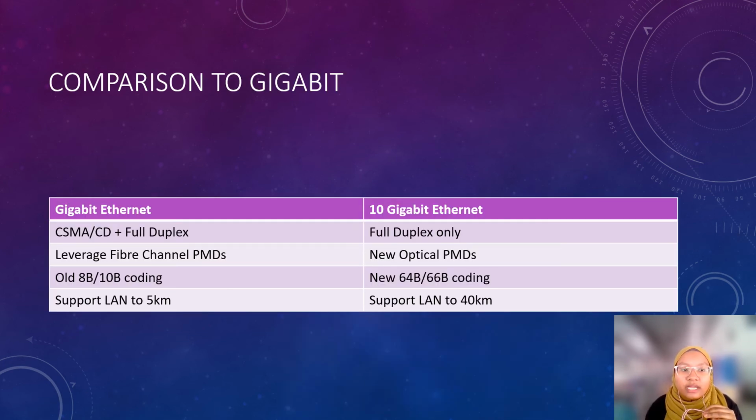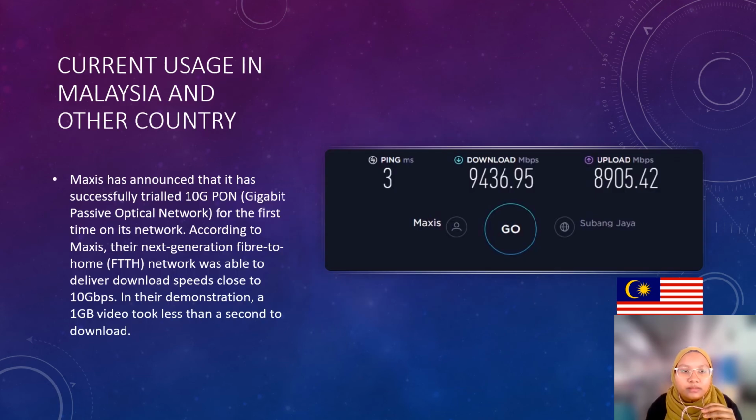Comparison. Okay, this is comparison of gigabit Ethernet and also 10 gigabit Ethernet. Next is current usage in Malaysia and other countries. For example, Maxis has announced that it has successfully trialed 10G-PON, or gigabit passive optical network, for the first time on its network. According to Maxis, its next generation fiber to the home (FTTH) network was able to deliver download speeds close to 10 Gbps. In their demonstration, a 1 gigabyte video took less than a second to download.